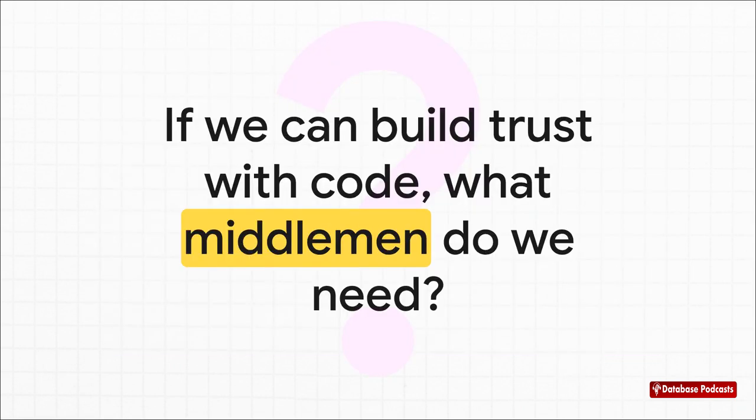And that leaves us with a really big question to chew on. The entire idea here is about shifting from institutional trust to technological trust. So, if we can really build that trust directly into our code, you have to ask, what other middlemen in finance and maybe everywhere else do we just not need anymore?